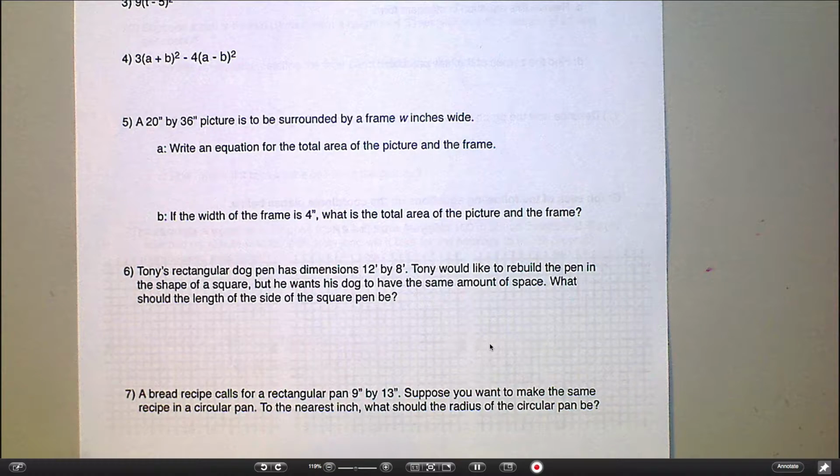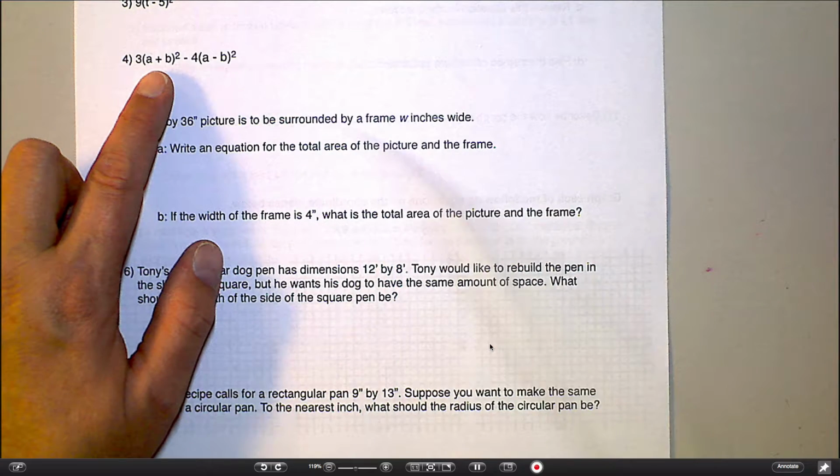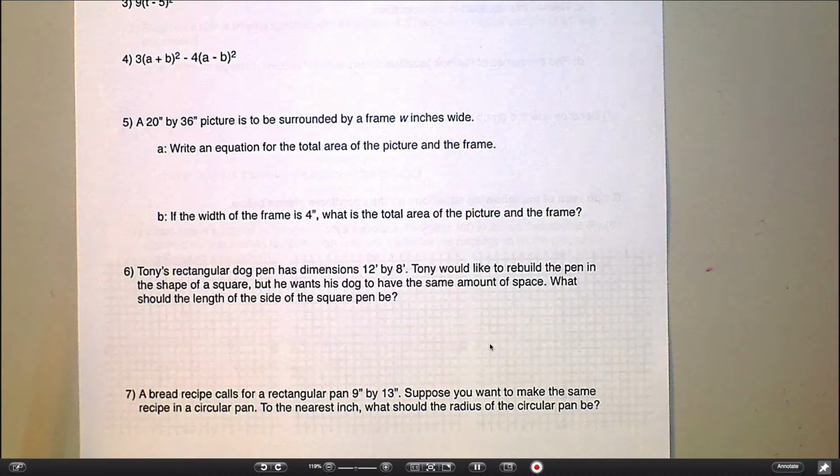For example, this first parenthesis. I know that I need to square it, and I need to multiply it by 3. Which one of those things do I do first? Order of operations tells me I would square. How do I square parentheses? Someone with some confidence. Say it again. Double, like write it out twice.